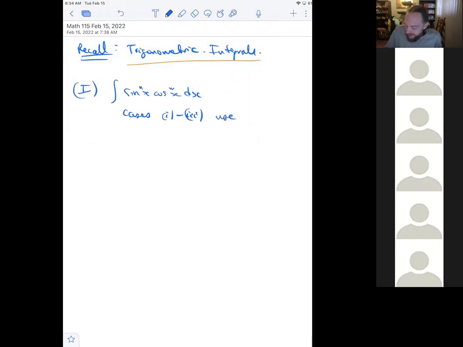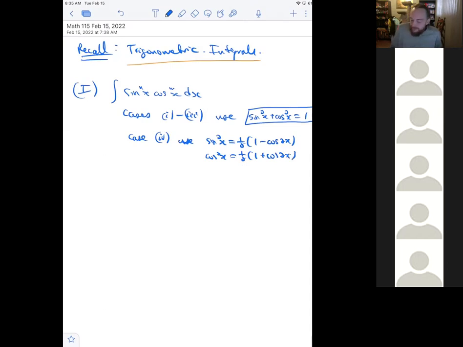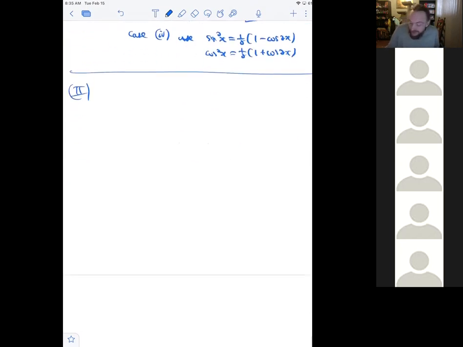For the first three cases, we use the Pythagorean identity, sine squared x plus cos squared x equals one, and we steal one of the odd powers. All these cases are in the previous lecture notes, but in case four, we use the identities sine squared x equals 1/2 (1 minus cos 2x) and cos squared x equals 1/2 (1 plus cos 2x). The second case, which I'll discuss today a little bit, and then the third case are awfully similar.